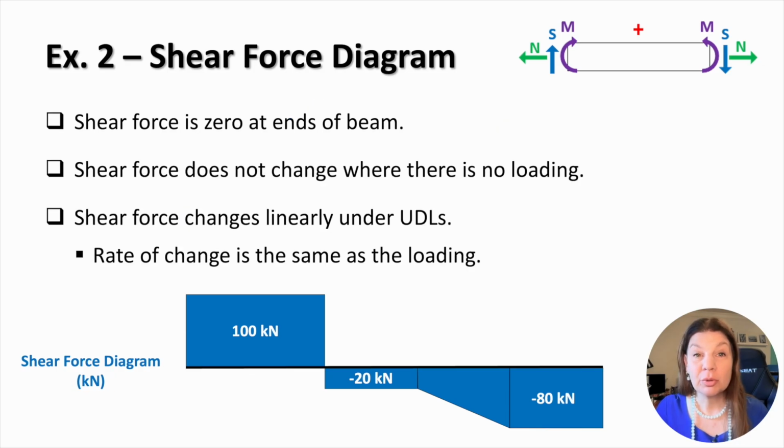Let's quickly summarize the rules that we've observed for shear force diagrams. Shear force is 0 at the ends of the beams.